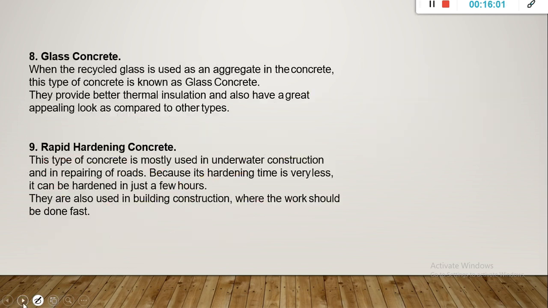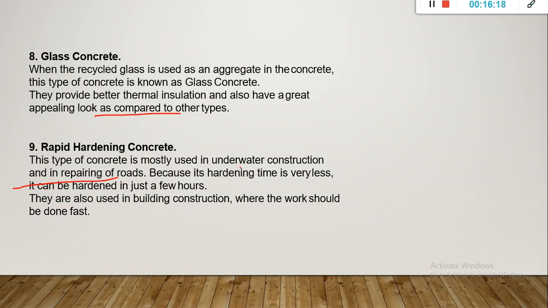So coming to the next part, glass concrete. When recycled glass is used as an aggregate in concrete, this type of concrete is known as glass concrete. They provide better thermal insulation. So glass concrete is used as thermal insulation.